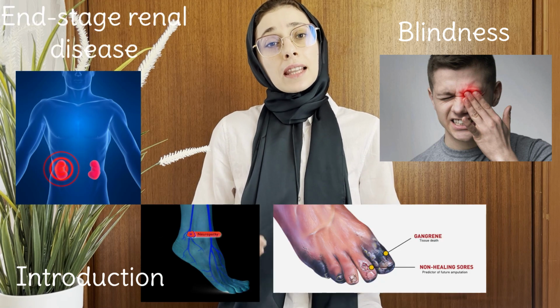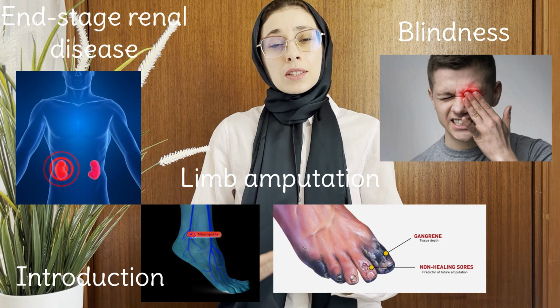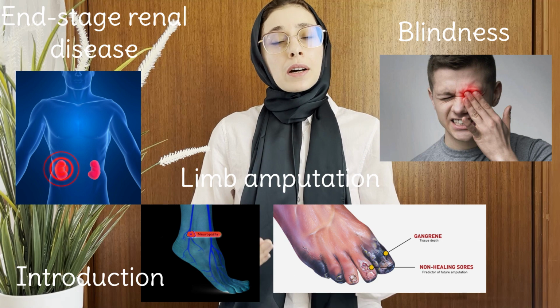This is why I tend to call it the unseen face of diabetes, because it is the root cause of extreme complications such as blindness, end-stage renal disease, and limb amputation. In this video, I will be talking about how we can uncover the invisible face of diabetes and how we can prevent or at least slow these microvascular complications.